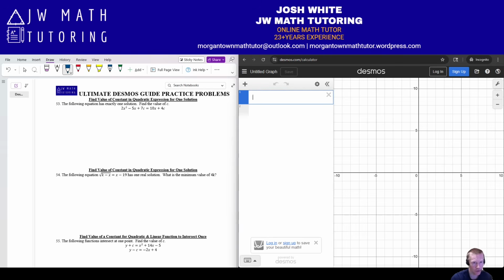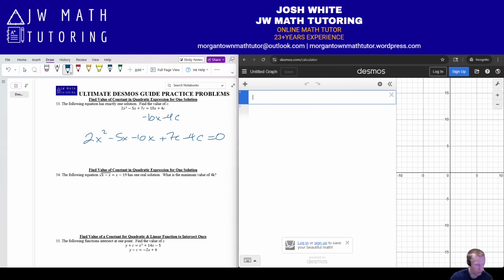Okay, so what we need to do first is get everything on one side equal to 0. So the easiest way to do that would just be to subtract over the 10x and subtract over the 4c. So then you would get 2x squared minus 5x minus 10x plus 7c minus 4c. Now, you do not need to simplify this. You can just enter it in as it is. You don't need to make it negative 15x. You don't need to make it 3c, and I'll just show you that when we go through the problem here.